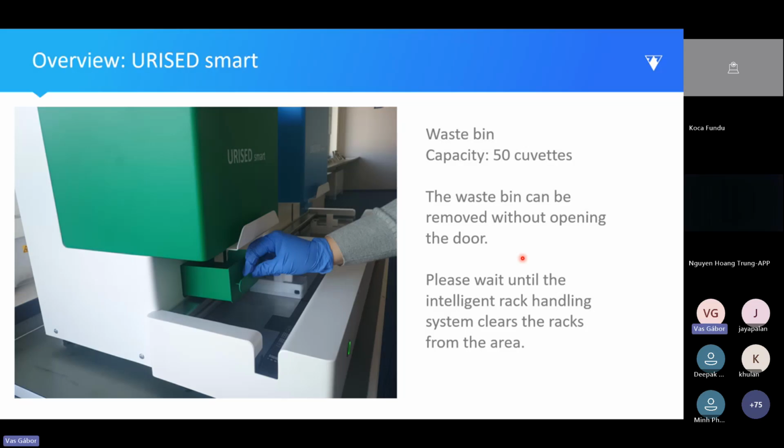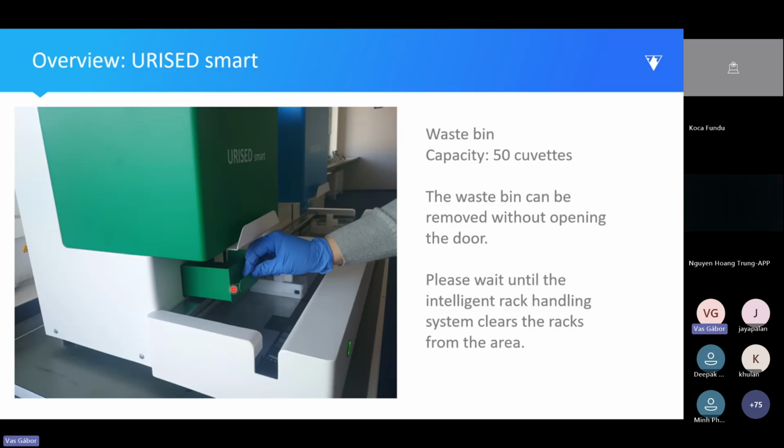So we are approaching the final part of the presentation. Let's review the instrument as if we were looking at it from a close-up. The waste bin capacity for URISED Smart is 50 cuvettes, and the waste bin can be opened without opening the door.